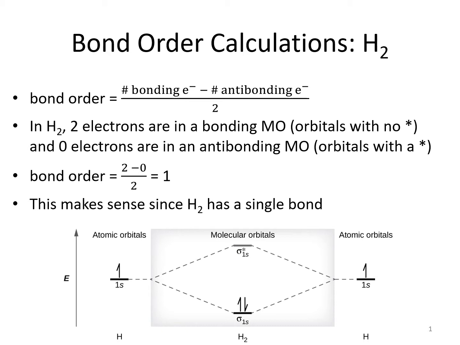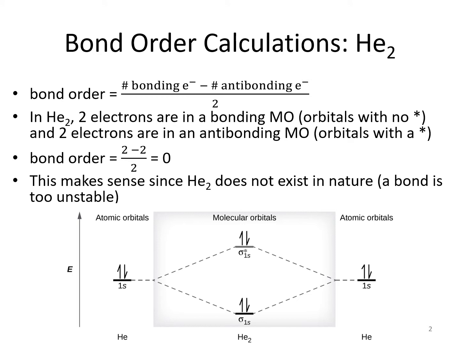In the molecular orbital diagram for hydrogen, we can see that 2 electrons are in the sigma bonding molecular orbital, which doesn't contain a star, and 0 electrons are in the sigma star antibonding molecular orbital. 2 minus 0 divided by 2 equals 1. The bond order for hydrogen is 1, which corresponds to a single bond. This makes sense based on the Lewis structure of the hydrogen molecule.